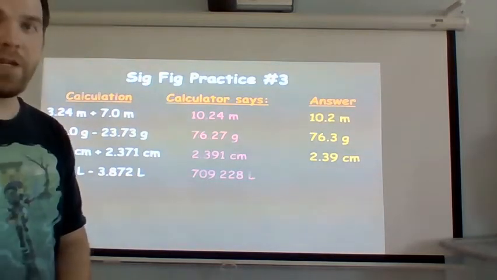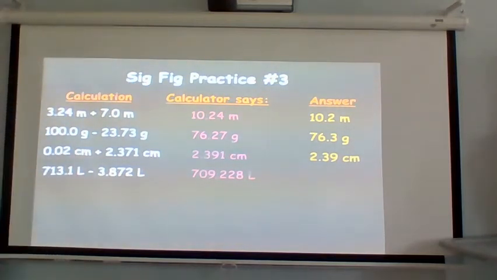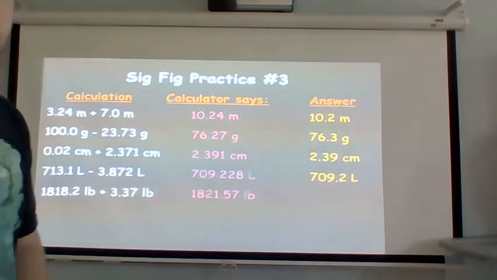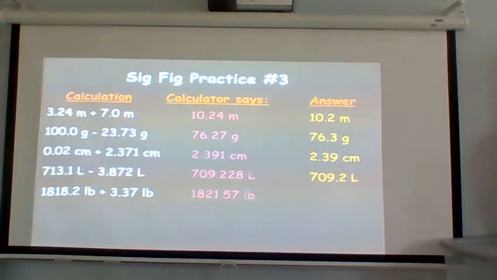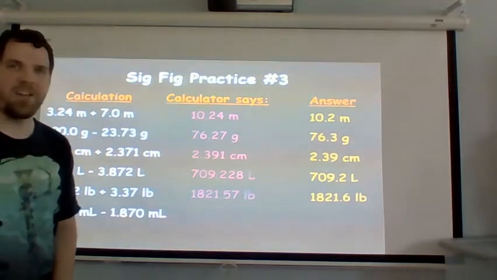So even though the calculator says 709.228, we round that to 709.2. Again, we are only allowed one decimal place here, so this rounds to 1,821.6. And finally, here's a weird one.